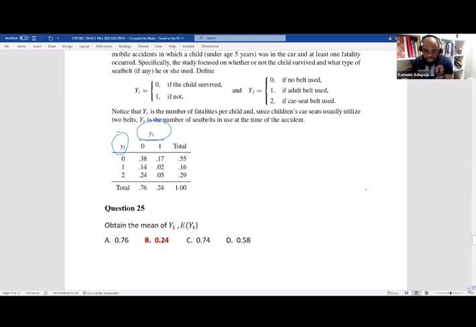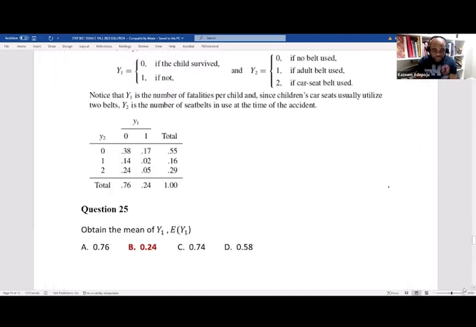Now, I need you to pay attention. I want to explain this again. Take a look at the table. Is someone looking at the table right now? If you take a look at this table here, how do I get the expected value of Y1? I want to find the expected value of Y1. What are the values of the random variable Y1? 0, 1. I'm going to use 0 to multiply this one, and I'm going to use 1 to multiply this one.